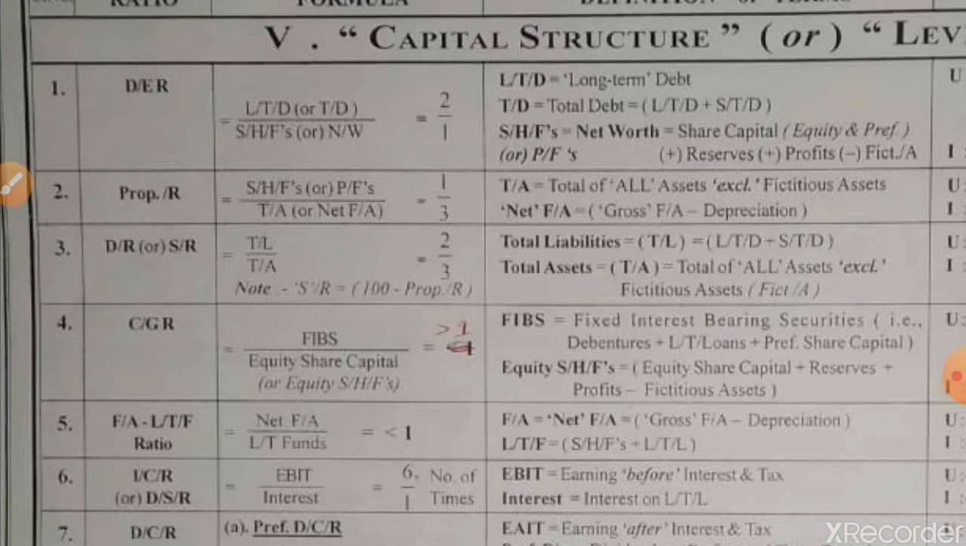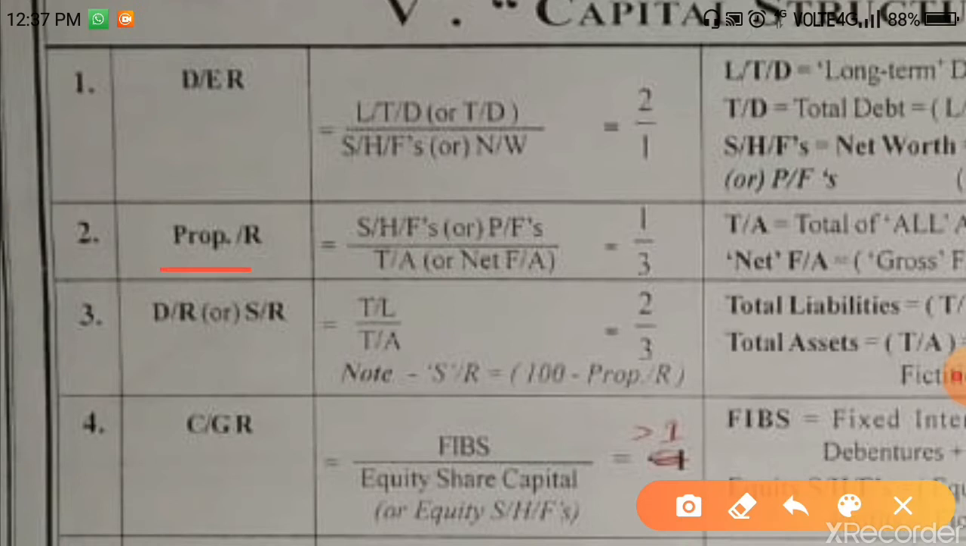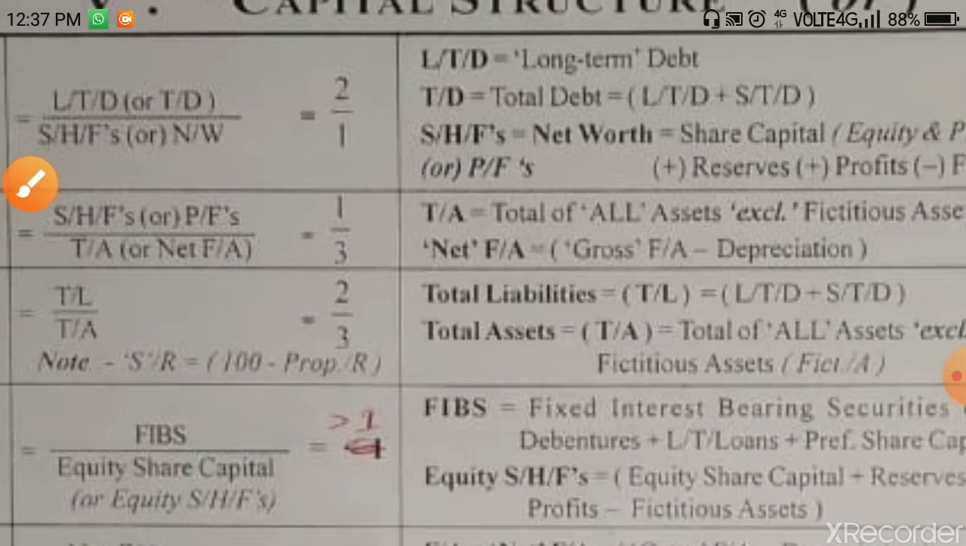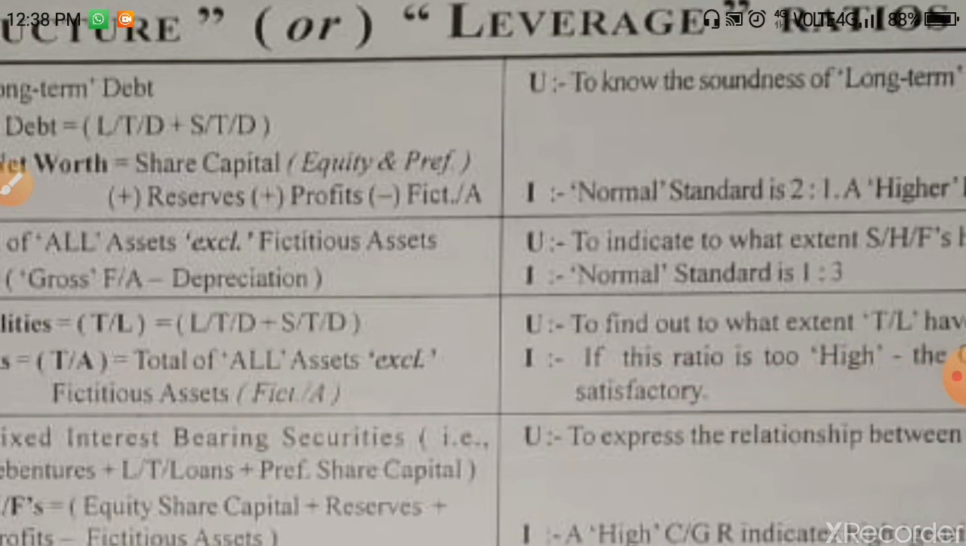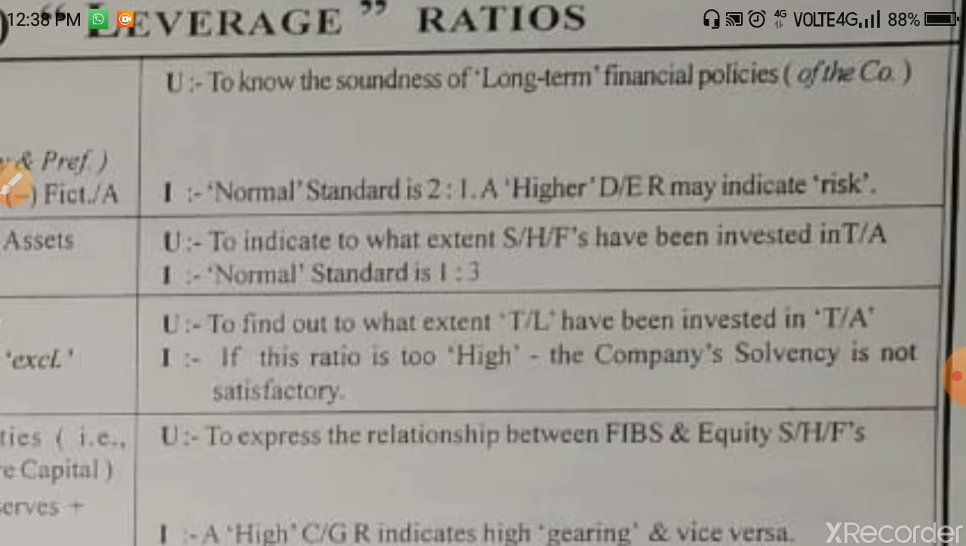Our next ratio is proprietary ratio. Shareholders funds or proprietary funds divided by total assets or net fixed assets. Generally we take it on the basis of total assets. Shareholders fund, as I said previously, divided by total assets, meaning all assets excluding fictitious assets. Net fixed assets is equal to gross fixed assets minus depreciation. The ideal ratio is 1:3, to indicate to what extent shareholders have invested in total assets. This ratio tells how shareholders invest their money in fixed assets and total assets.